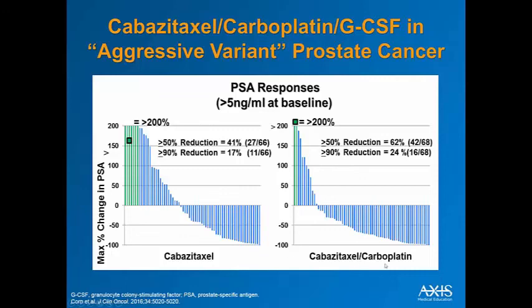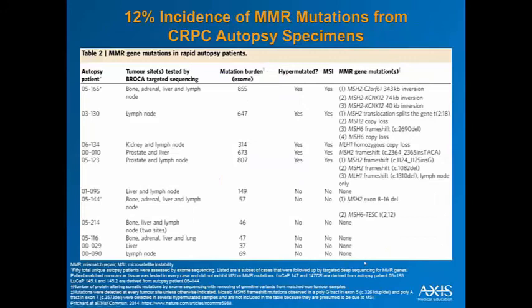And when you looked at the cabazitaxel carboplatin, you look at the waterfall plot, a 50% reduction in PSA was found in 62% of the patients. That's really good. Now, cabazitaxel's performing well at about 41%, very similar, I might add, to the TROPIC trial, coming in right about 40% too. But you can see in this bad variant, aggressive variant patient as defined by this particular cohort treated at MD Anderson, that you have 62%. And that's quite good by using the combination of cabazitaxel with carboplatin.